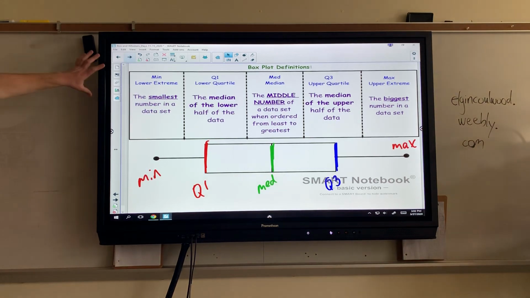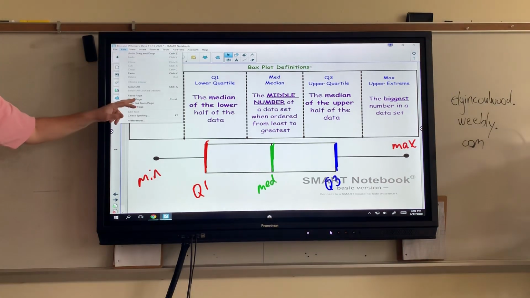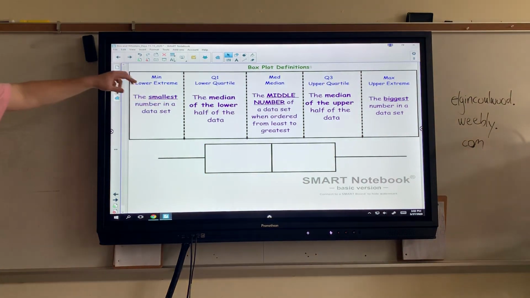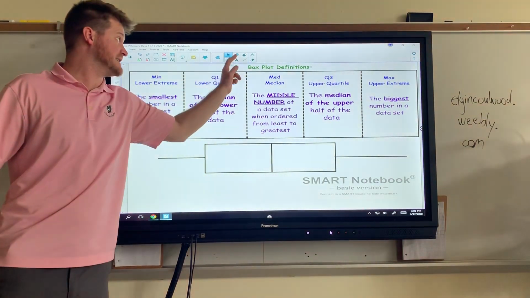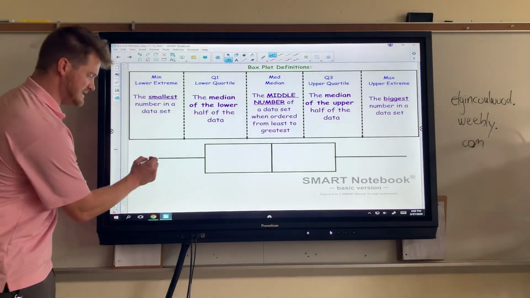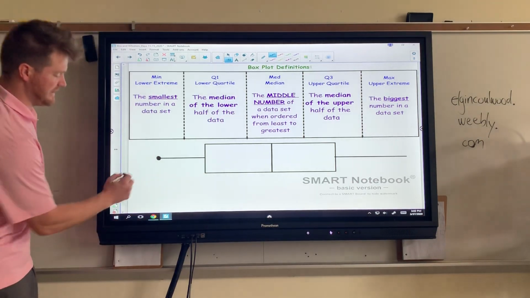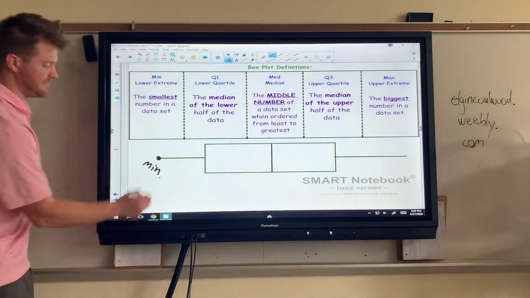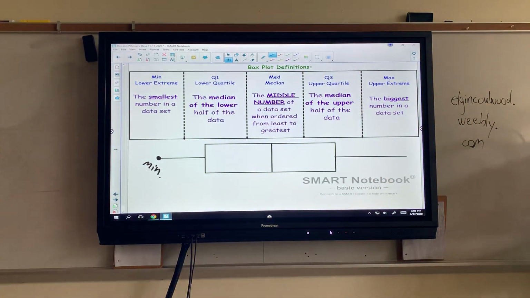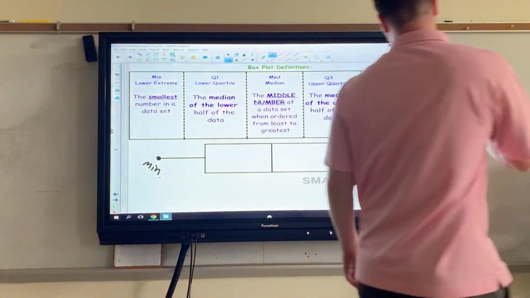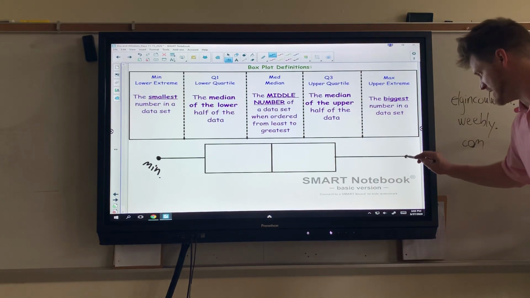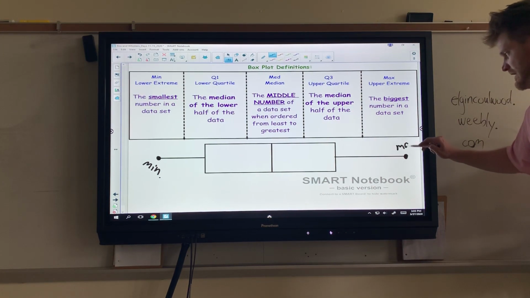So the lower extreme is going to be our smallest number in a data set. Whenever you see a dot right here, that's going to be the smallest number. This is our minimum, MIN, short for minimum. On the contrary, the max, aka the maximum, is going to be the biggest number in the data set.